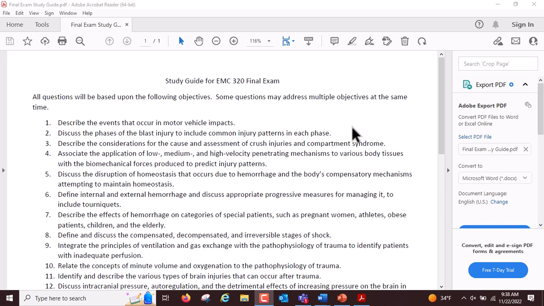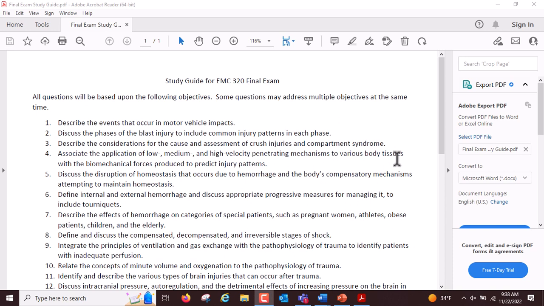And as a result of that, now your tissue begins to die of hypoxia rather than direct trauma. Does that help? Okay. Anybody else? Okay. Low, medium, and high velocity penetrating mechanisms to various body tissues.